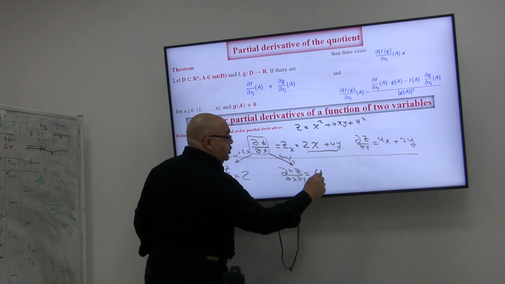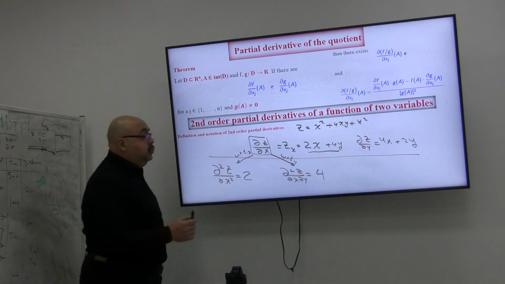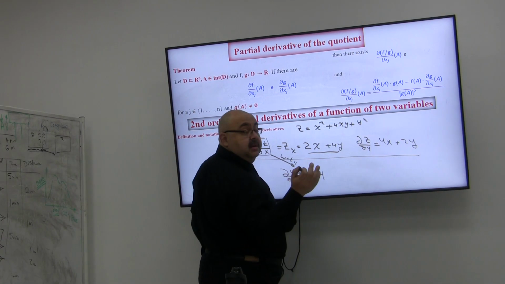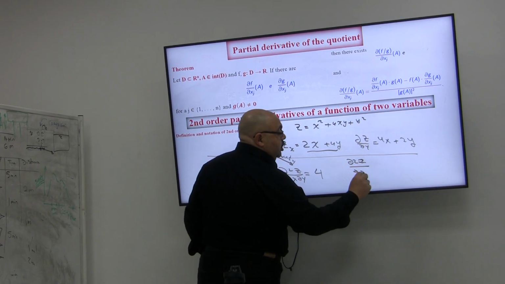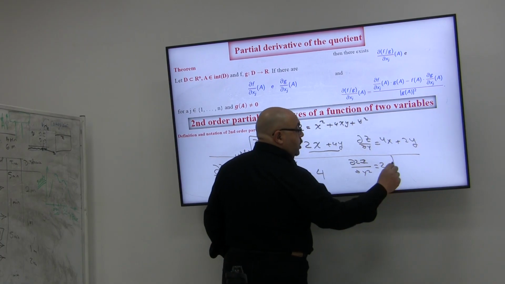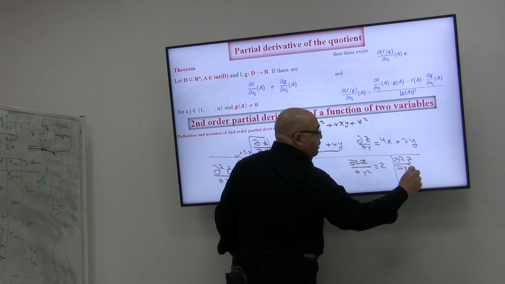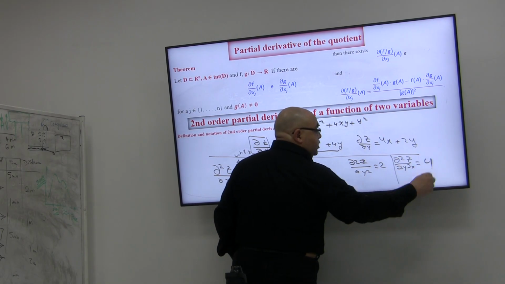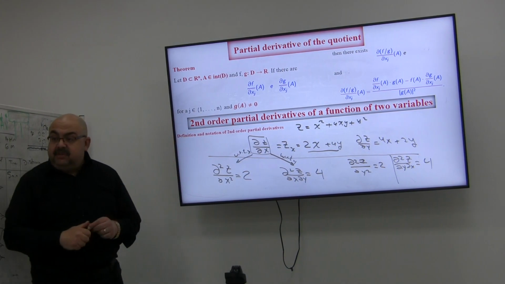Differentiate with respect to y, which is going to be 4. In a similar manner, if I want to differentiate y, I can differentiate in 2 ways: getting partial 2z partial y squared, which is going to be a 2, or getting partial 2z partial y partial x, which means I will differentiate this function with respect to x, which is going to be 4. That's the second derivatives of a certain function.